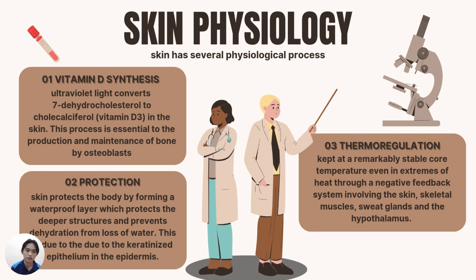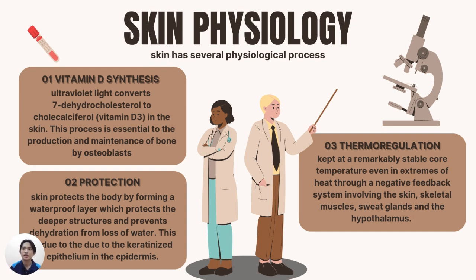And then we have the protection. This is the most common thing to know. Skin protects the body by forming a waterproof layer, which protects the deeper structures and prevents dehydration from loss of water. This is due to the keratinized epithelium in the epidermis. Next, we have thermoregulation: the body is kept at a remarkably stable core temperature even in extreme heat through a negative feedback system involving the skin, skeletal muscles, sweat glands, and the hypothalamus.